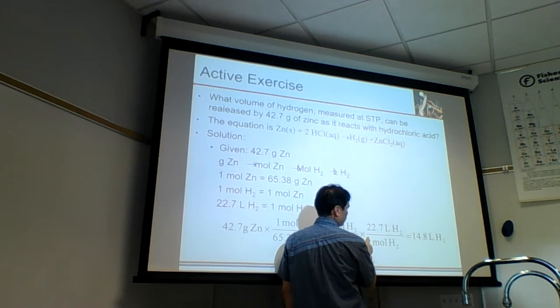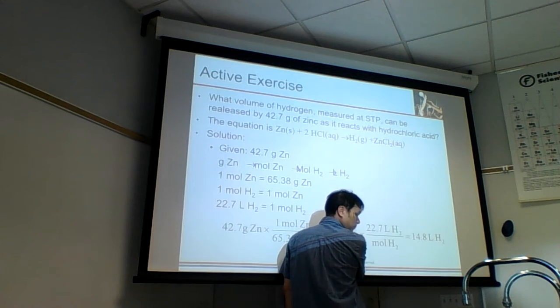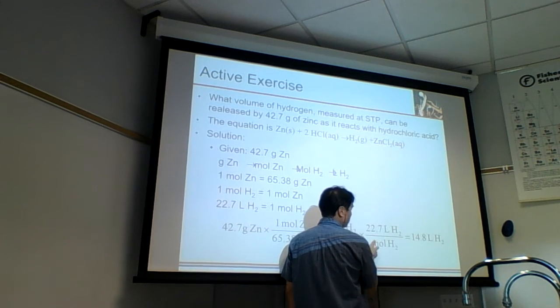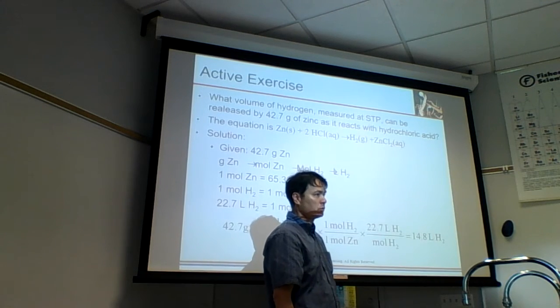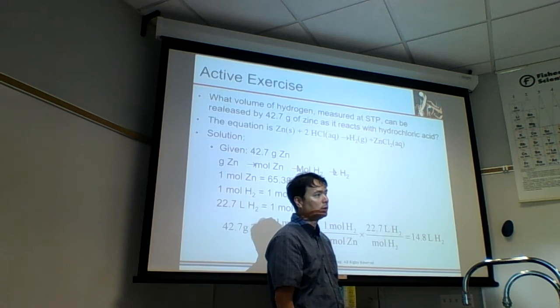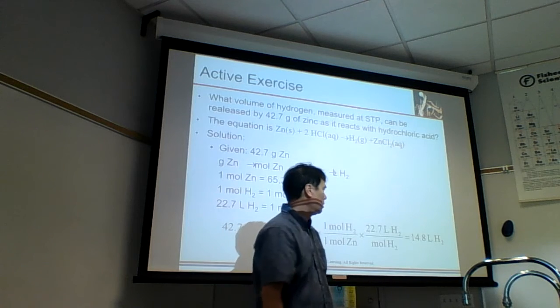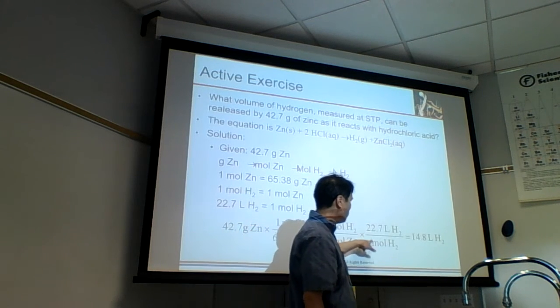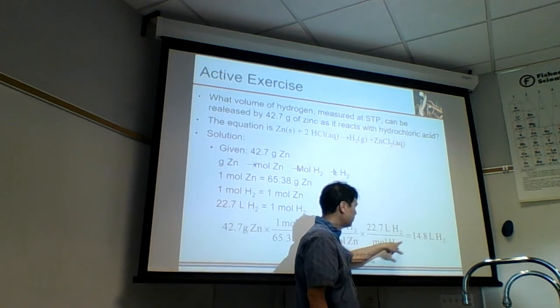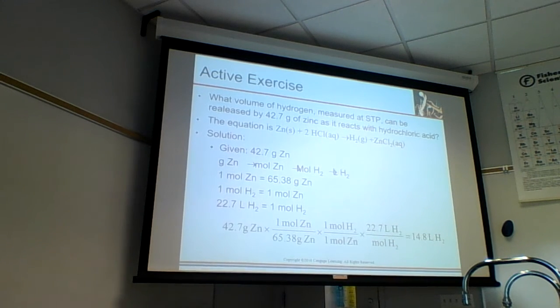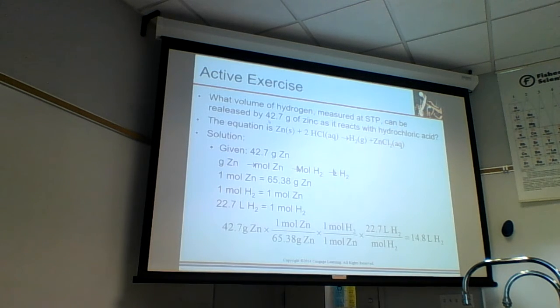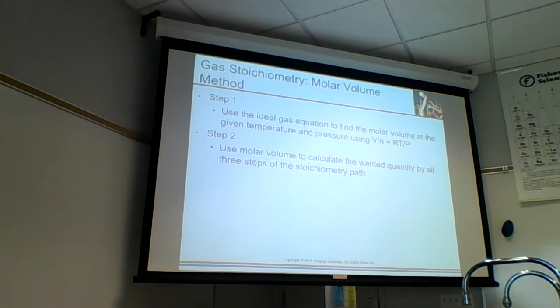But this one's not as useful because of the temperature. What's more useful is the one that we calculated yesterday, which was 24.79 liters per mole of any gas. That would give us a larger volume here. But that's not the only way to do the stoichiometry calculation. This is the molar volume method.